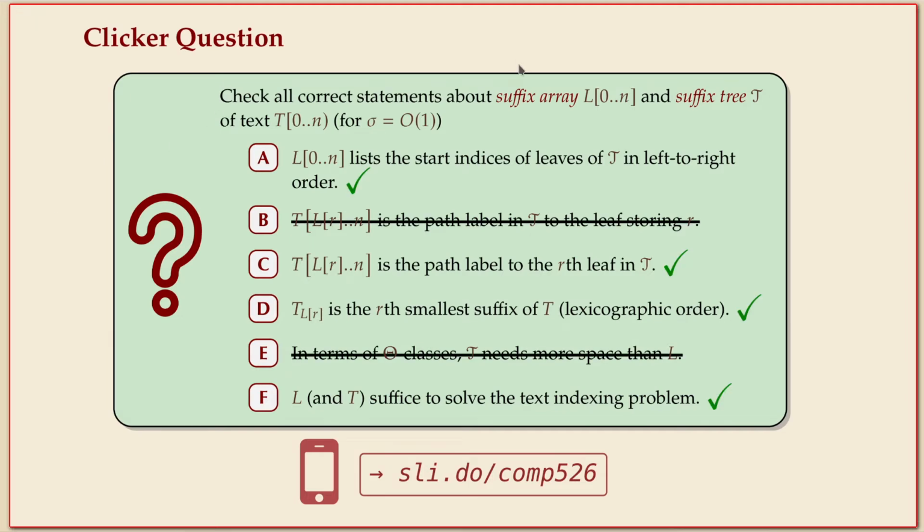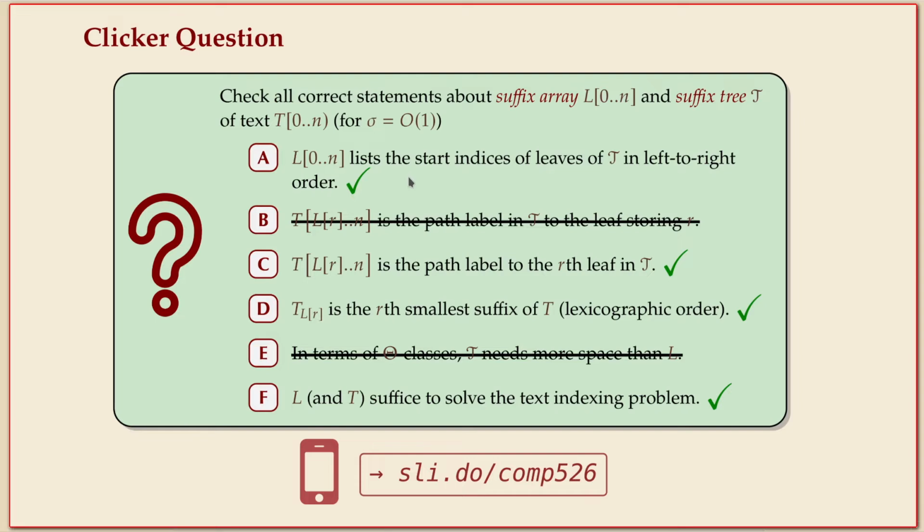Let's go through this briefly so that we're on the same page. So this is about the suffix array and the suffix tree and their relation. They're both built on a text t, which has n characters. And remember, we always assume for a suffix tree that we append the $ sign. And I'm assuming that the alphabet size is constant.